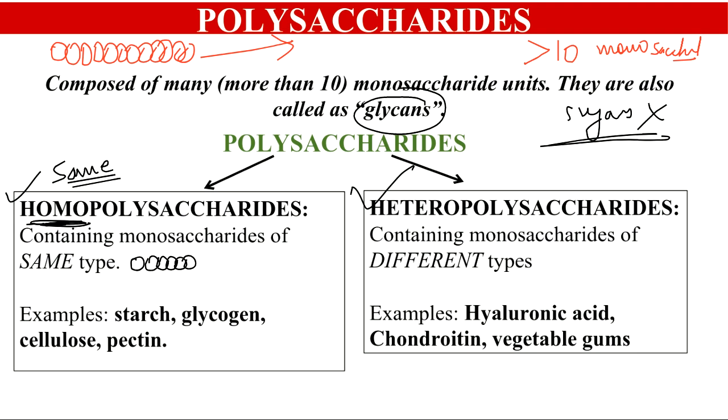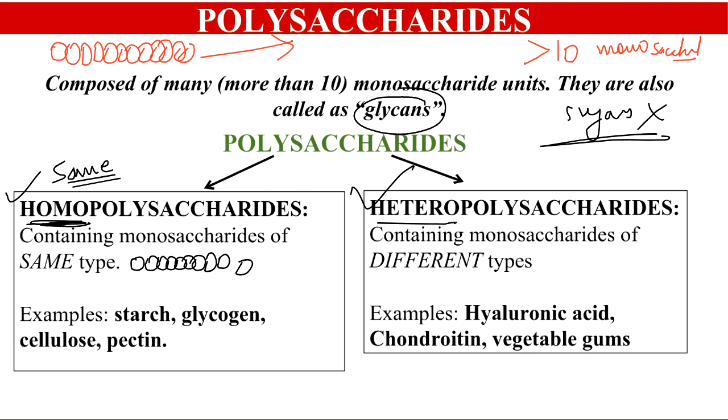So glucose, glucose, glucose, glucose, glucose. All these glucose molecules are repeating units making a long chain. That will be known as a homopolysaccharide. Whereas in the case of heteropolysaccharides, hetero means different. So heteropolysaccharides will have different kinds of monomeric units present in the structure.